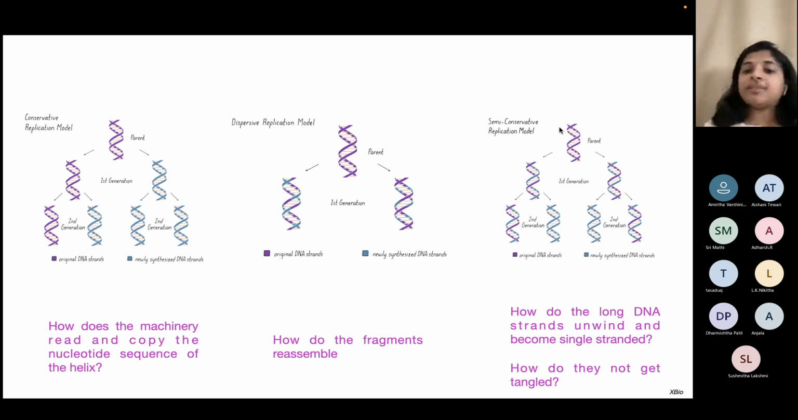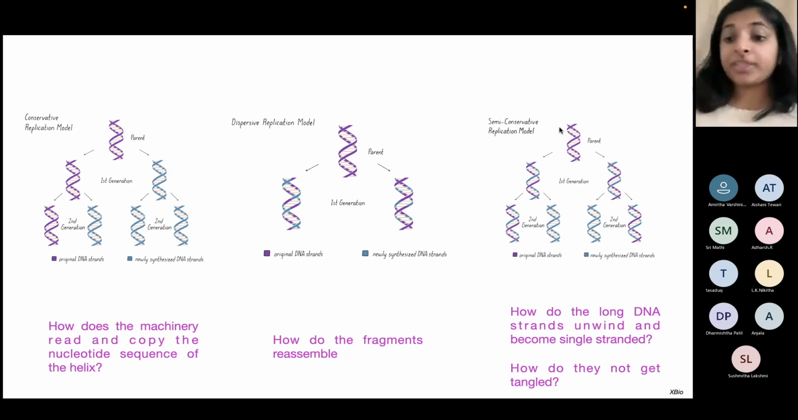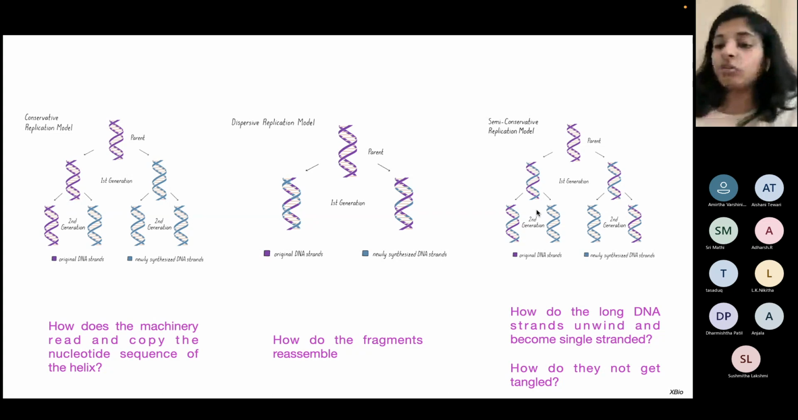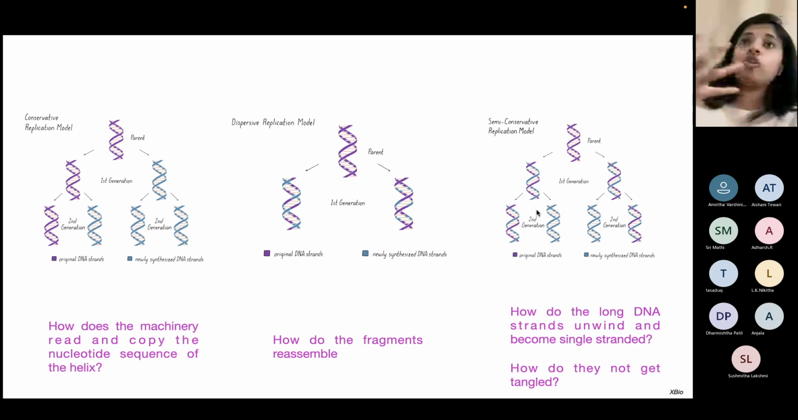Now, finally, there was this semi-conservative model of DNA replication that we now know to be true. Here, what happens is there is one parent strand, it opens up, one becomes the template for the daughter strand, and similarly, the other opened up strand serves as a template for another daughter strand. So in this case, in both cells, there will be one parent strand and one newly synthesized strand. But again, in this model also, there were concerns because DNA is such a long sequence. How does this DNA unwind and how does it become single-stranded? During this process of unwinding, how is it possible that they do not get tangled with each other?